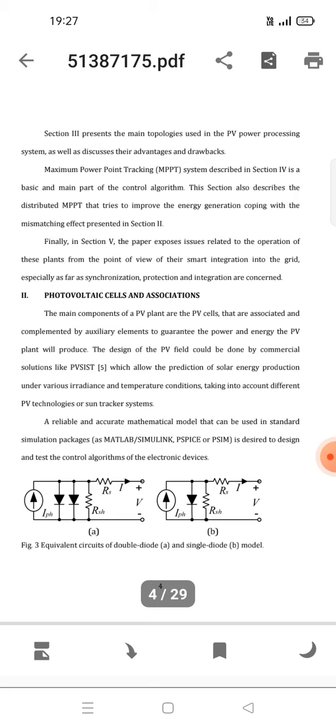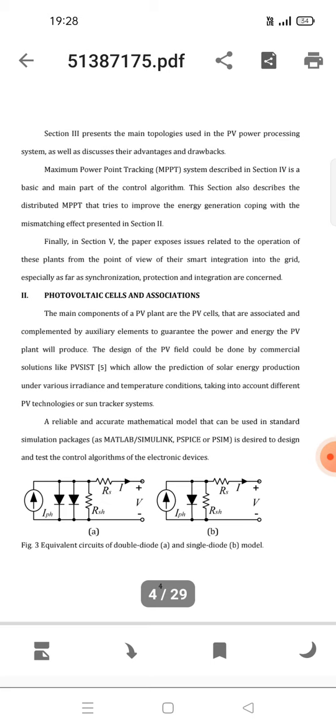The main components of PV plants are PV cells and their association, complemented by auxiliary elements to guarantee the power of energy. The design of a PV field could be done commercially with solutions like PVsyst, which simulates solar energy production under various irradiance and temperature conditions, taking into account different PV technologies or sun tracking systems.